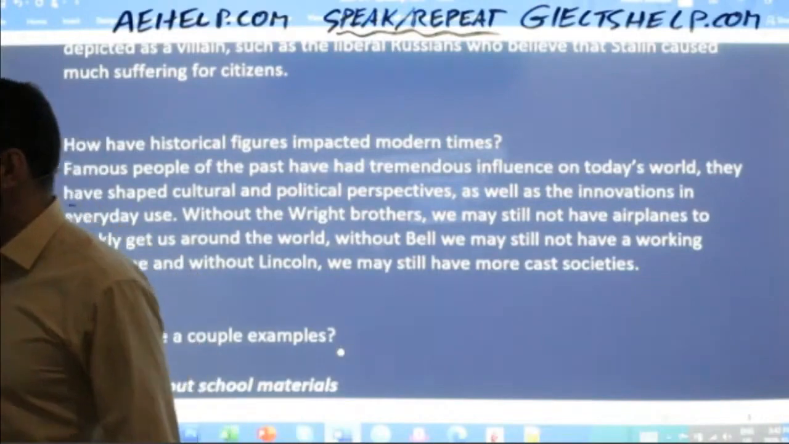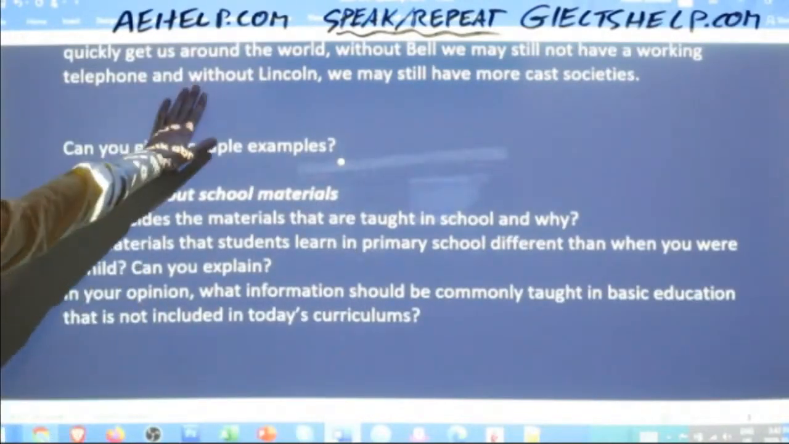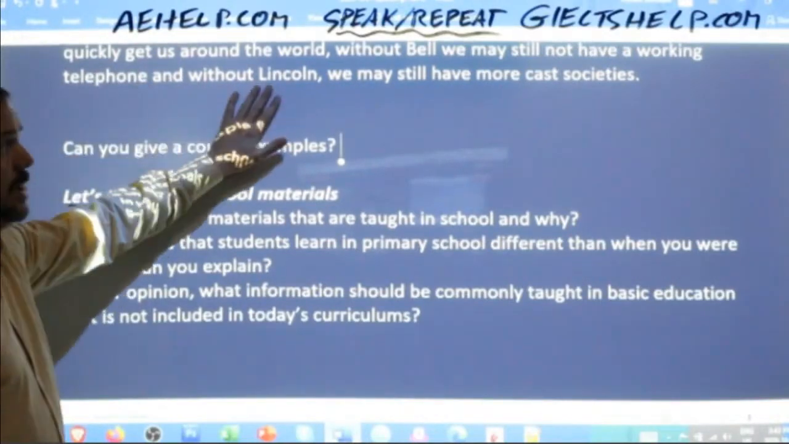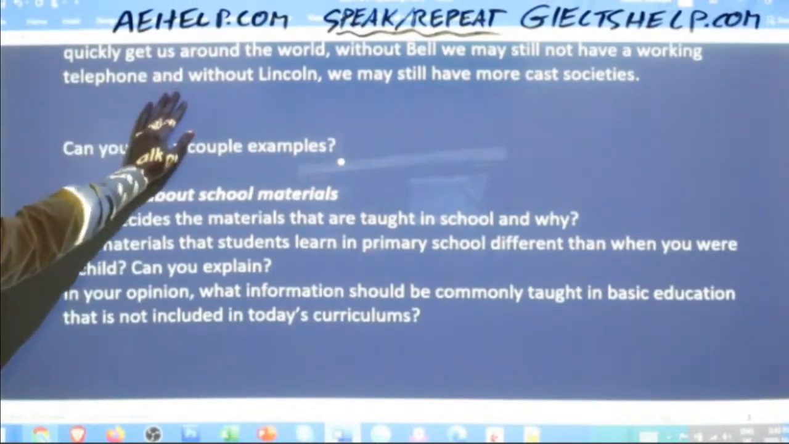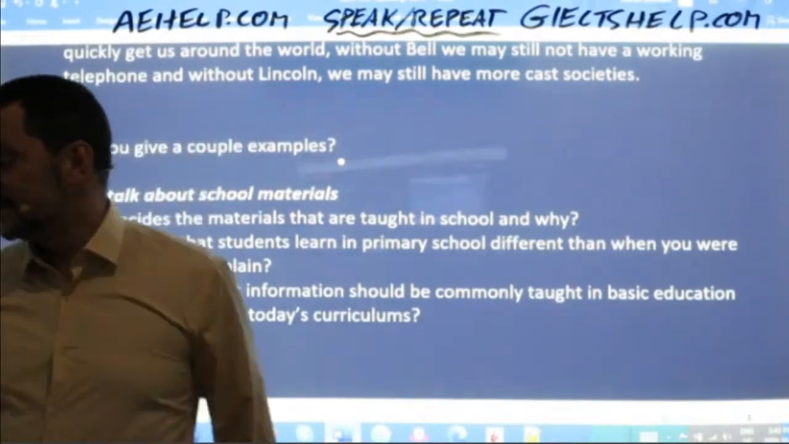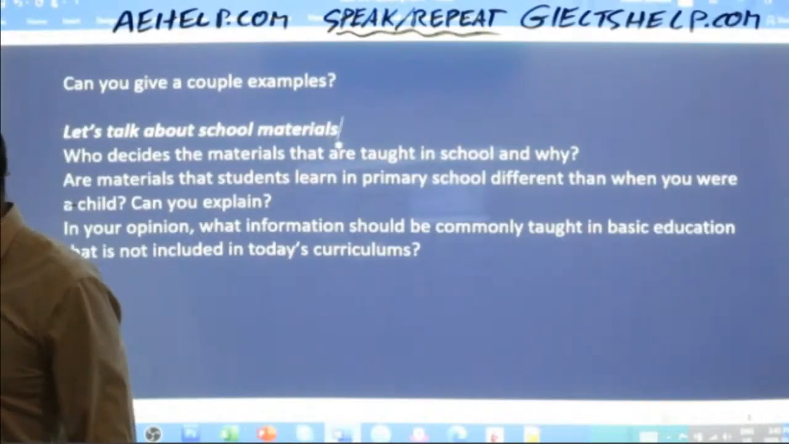Now, the examiner says, can you give a couple of examples? And I just did, so I might add to it. But because I gave some examples, probably at this point the examiner is not going to say, can you give a couple examples? I gave the examiner the example of the Wright brothers, Bell, and also Lincoln, Alexander Graham Bell. So they're probably just going to go on to the next set of questions.